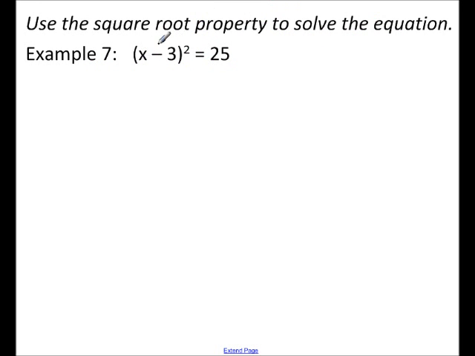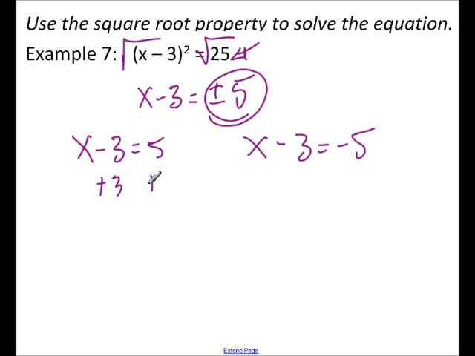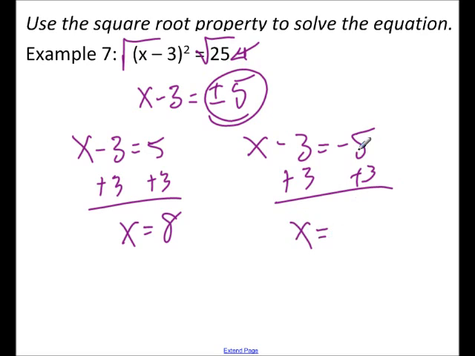So let's give this one a try here. My parentheses thing squared is already by itself, so I'm ready to just take my square root. That gives me x minus 3 is equal to plus or minus, and the square root of 25 is 5. So, split it up. Maybe x minus 3 equals 5. Maybe x minus 3 equals negative 5. Kind of doing both situations. But either way, we're just going to add 3 to both sides. Here I get 8. Add 3 to both sides. And here I get negative 5 plus 3 is minus 2.